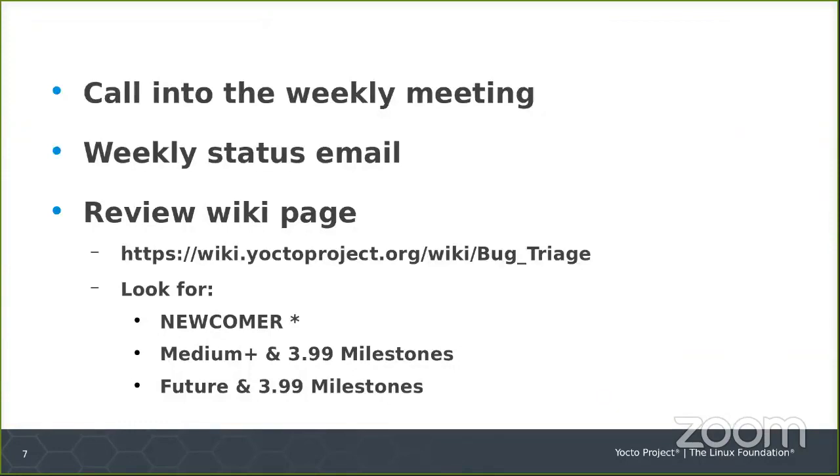We also have a category called medium plus and 99 milestones. Those are the things we've deemed we would like in the next release, in the 3.2, for example. And we also have another category called future, and that's things that are enhancements, things people stopped working on, or things that we don't want to lose the idea or what data is there, so it's kind of in the future bucket. So you're welcome to pick up those things.